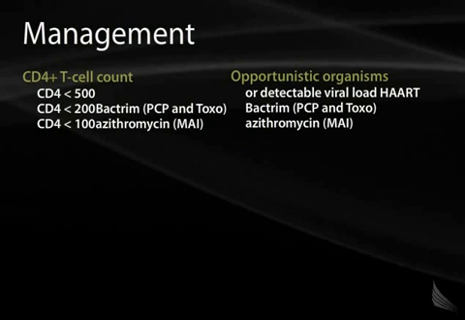Management changes depending on the CD4 positive cell count. If you have less than 500 or a detectable viral load, you need to have HAART, highly active antiretroviral therapy. If your CD4 count drops below 200, you should start a Bactrim prophylaxis to prevent PCP or toxoplasma. As it gets less than 100, people should be on azithromycin as well to keep you from getting Mycobacterium avium intracellulare infections.